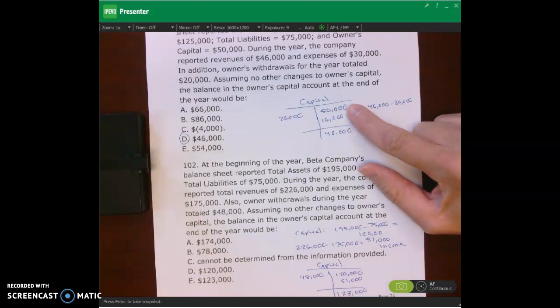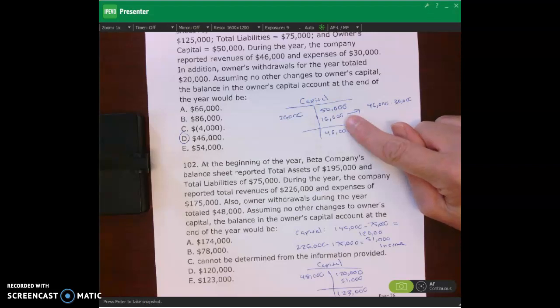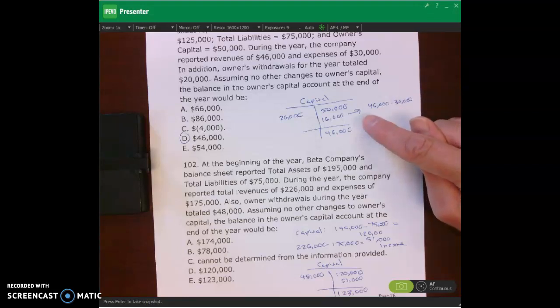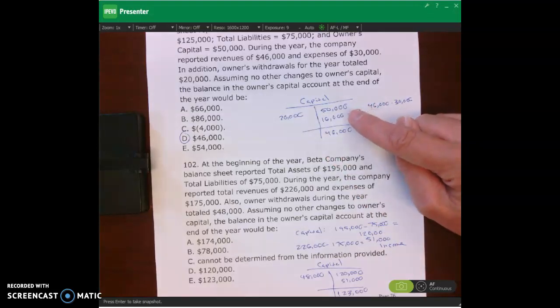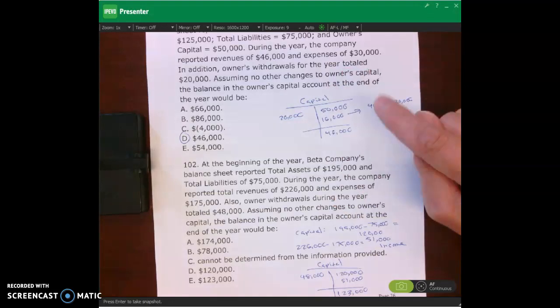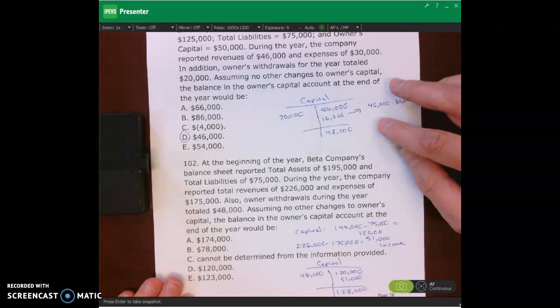So we take our beginning balance of capital of $50,000 plus $16,000. Why $16,000? Well, that's equal to my revenues of $46,000 minus my expenses of $30,000 right over there. And then I have my $20,000 withdrawals. When I take my $50,000 plus my $16,000 net income minus my $20,000 withdrawals, that gives me $46,000. That would be the ending balance in capital, which is D, the right answer.